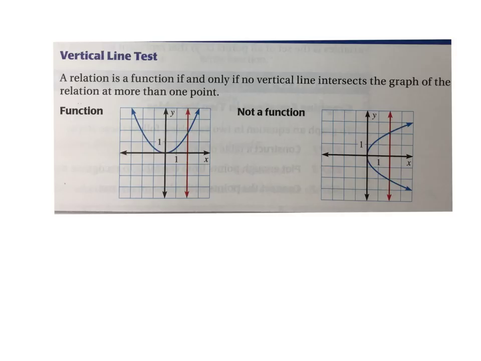Vertical line test is another way that you can tell if it's a function or not. If you see a graph, I want to know if the graph is a function. If you draw a vertical line through this one, no matter where I draw the vertical line, I just touch the graph, that's a parabola, just one time. That would be yes, that's a function.